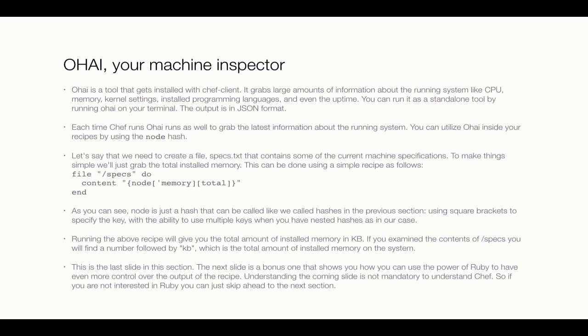Ohai is a tool that gets installed with the Chef development kit. It grabs large amounts of information about the running system, like CPU, memory, kernel settings, installed programming languages, and even the uptime of the machine. You can run it as a standalone tool by running Ohai on your terminal, and the output is in JSON format. Let's run Ohai on the system and see what the output is like.